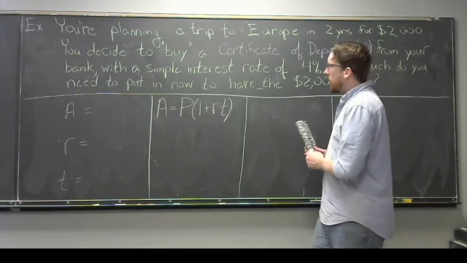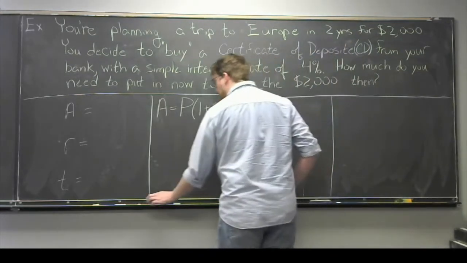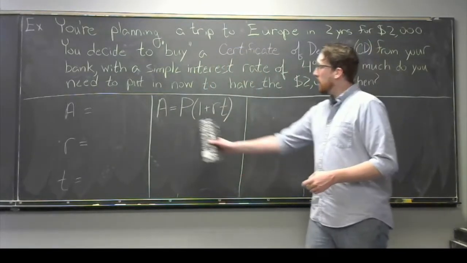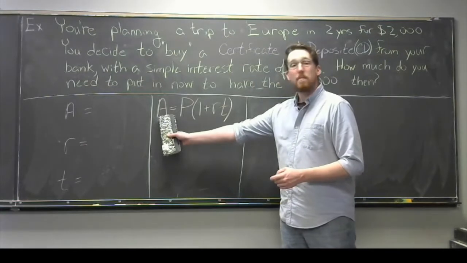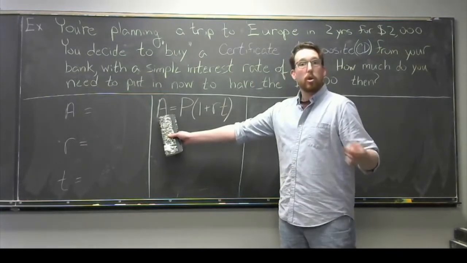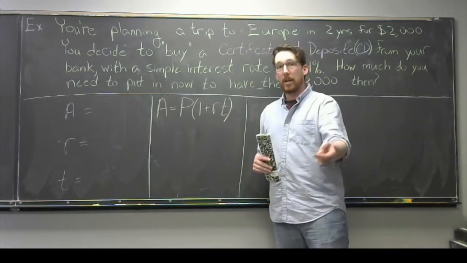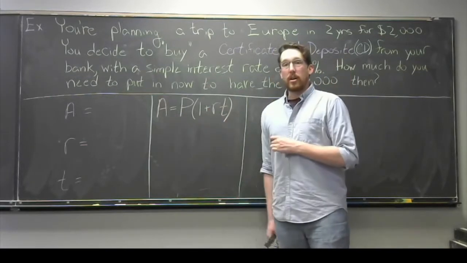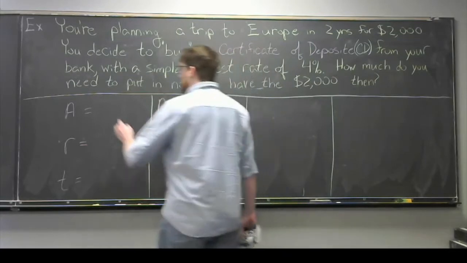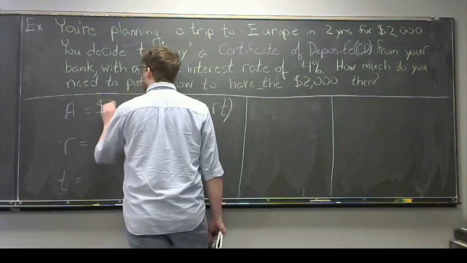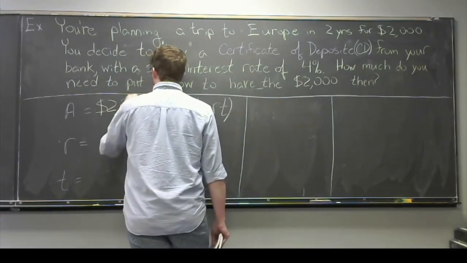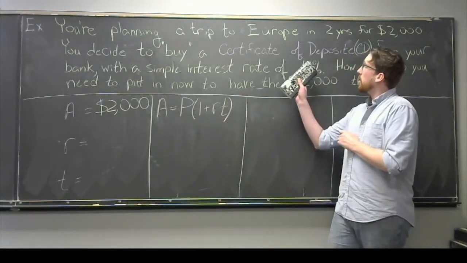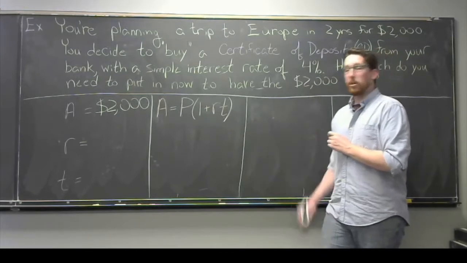Well, in this problem, we know things a little bit backwards from the previous problem. Instead of knowing the principal, we know the amount that we want, right? You want at the end of this certificate of deposit, at that 2-year mark, you want $2,000 in your account. That's going to be the amount. And you know that the simple interest rate is 4%.